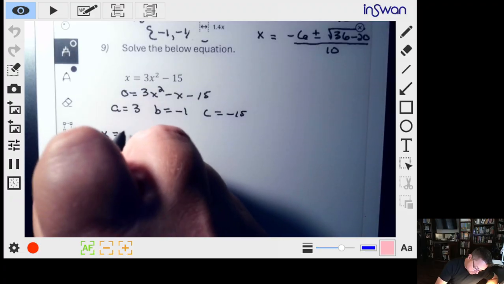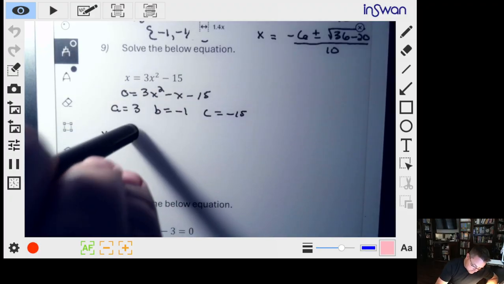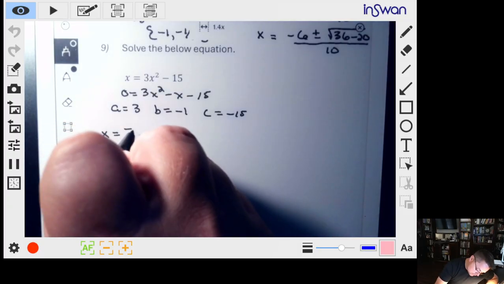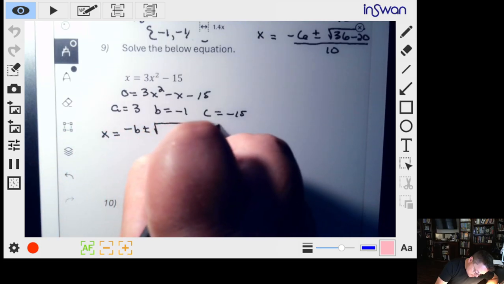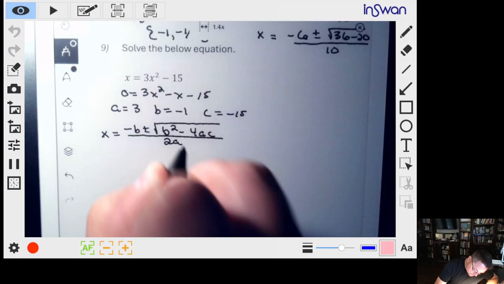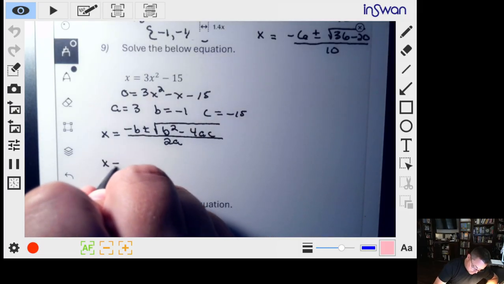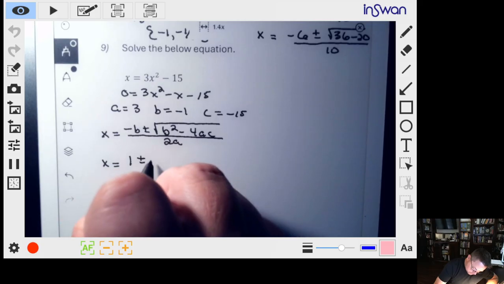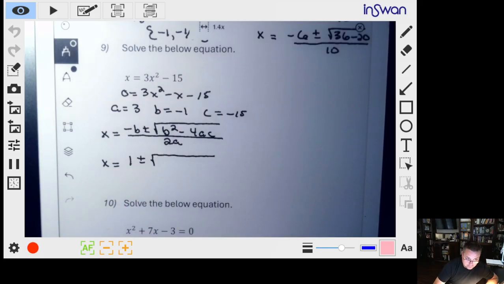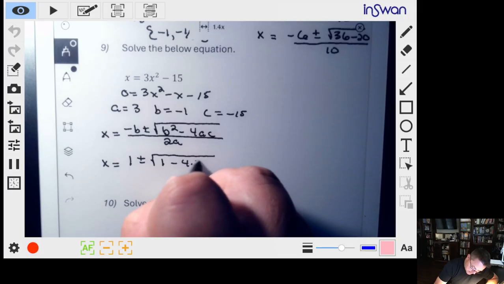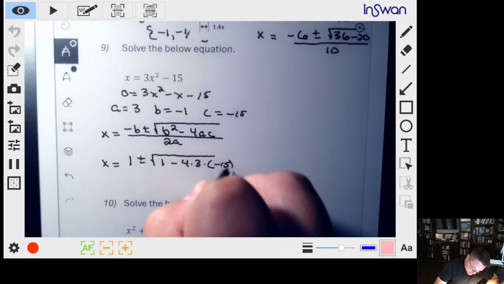So we've got x is equal to -b. And again, if you need the formula, I have it in the last problem. Okay, I'll write it out here. -b plus or minus the square root of b squared minus 4ac all over 2a. So -b is the opposite of b, so this is going to be a +1. B squared is 1 squared, which is just 1, minus 4 times a, which is 3, times c, which is -15.